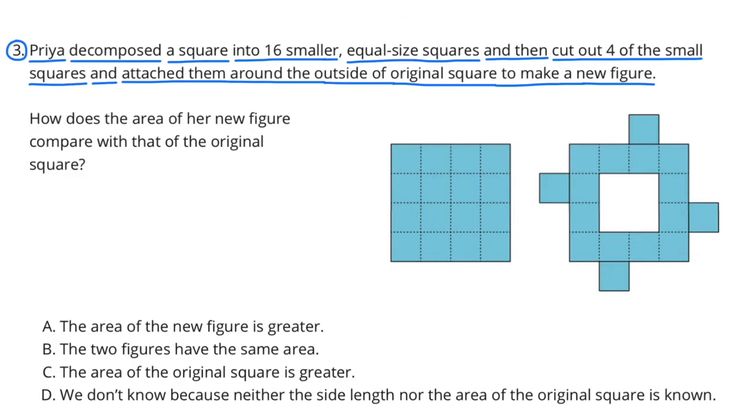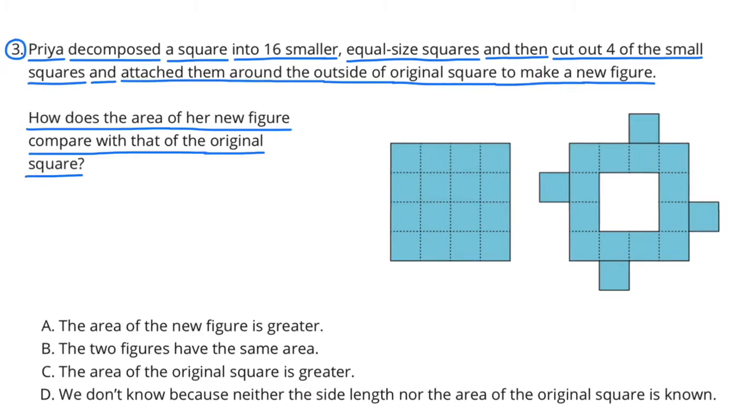Number 3. Priya decomposed a square into 16 smaller equal-sized squares and then cut out 4 of the small squares and attached them around the outside of the original square to make a new figure. How does the area of her new figure compare with that of the original square?